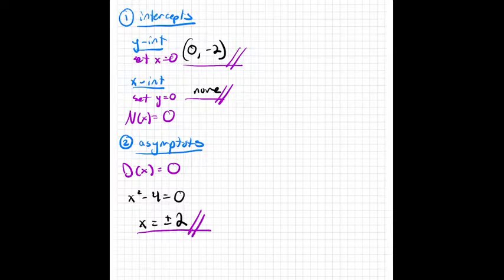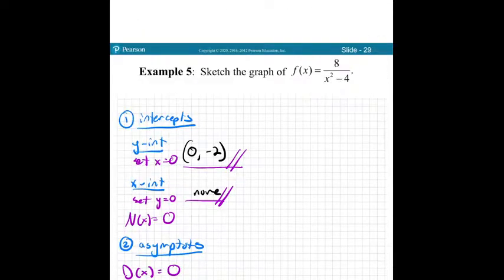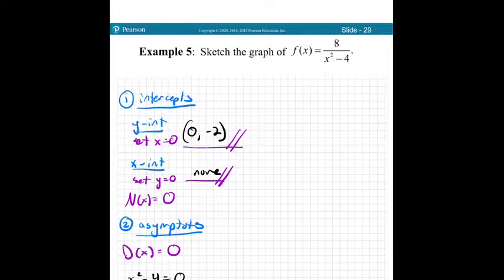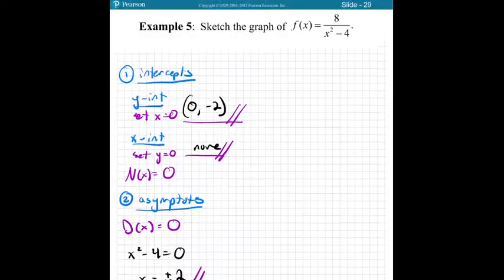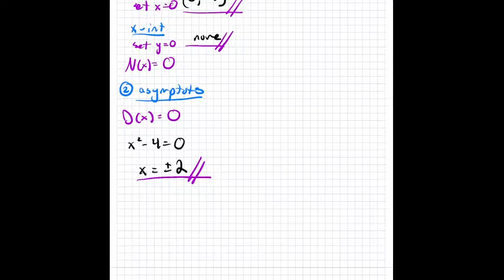Let's see. There's no slant asymptote because the degree of the numerator is 0, and the degree of the denominator is 2. Oh, so let's talk about horizontal, right? So for the horizontal asymptote, we're going to take the limit as x goes off to plus or minus infinity.